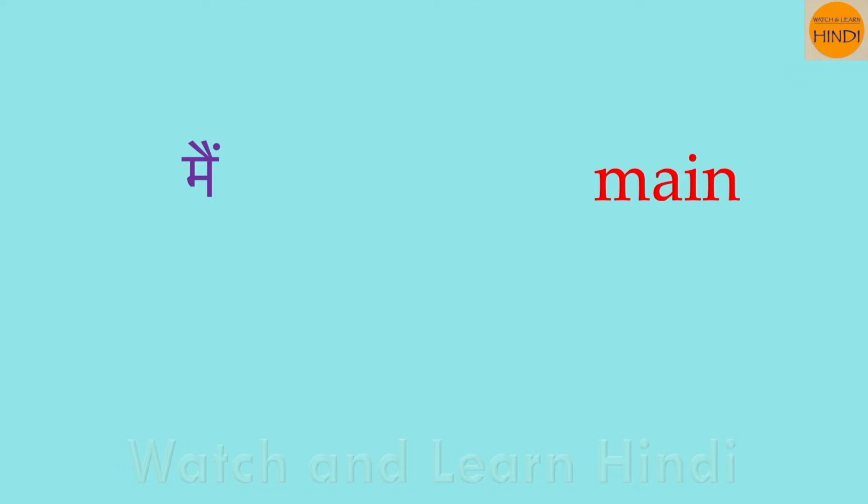मैं. मैं stands for I. Pay attention that मैं has a nasal sound, and that is why I have written an N at the end while spelling it in English. That N represents the nasal sound and not the N sound. मैं.